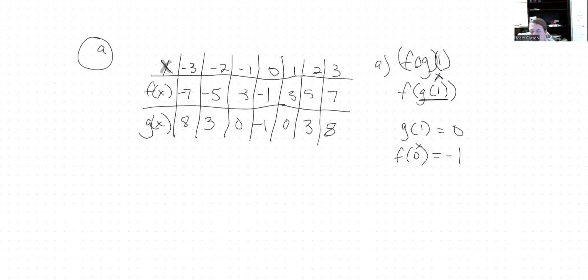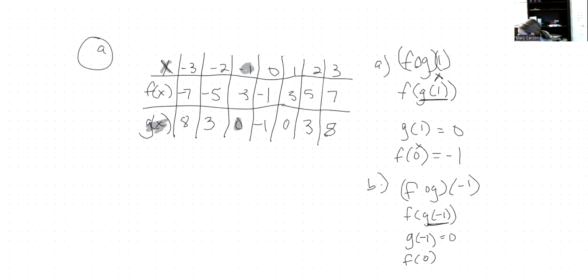Okay, B asks for f of g of -1. So what we're going to look at first is g of -1 right here. I'm going to take my highlighter and highlight this. Here's my g, and we want g of -1, so the x value is -1. We go down and that's going to be 0. Now we're doing f of 0. Here's f and here's 0, and that's also going to be -1.